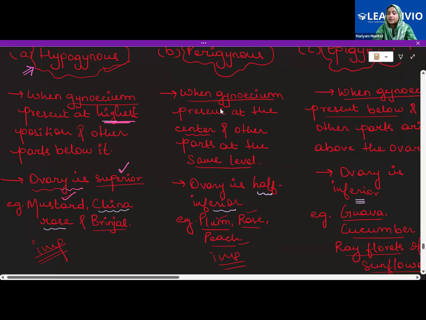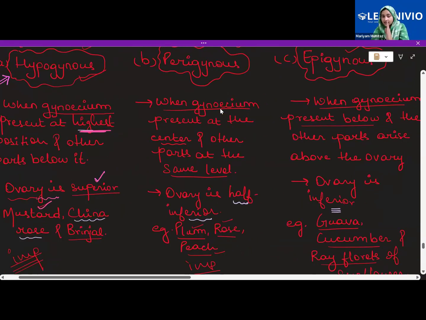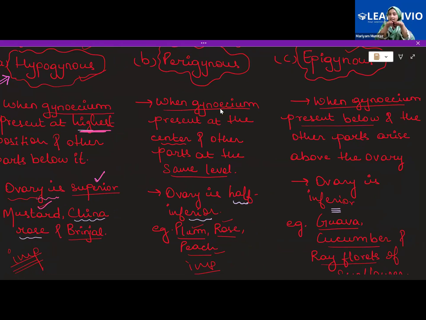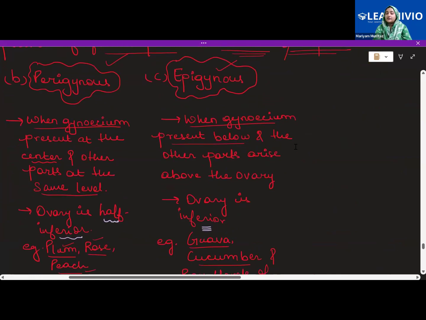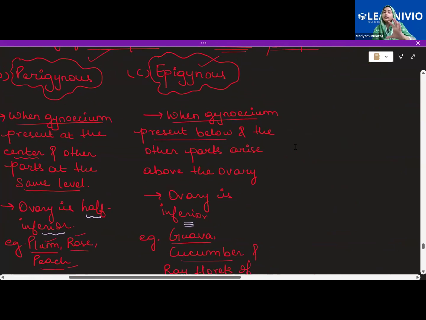Now, when the gynoecium is present at the center, meaning right in the middle, and all the other parts, the petals, sepals, and stamen, are at the same level as the ovary or the gynoecium, then we call it a perigynous flower, perigynous ovary. And the last one is when the gynoecium is extremely below and all the other parts are above it. That kind of ovary is called epigynous.